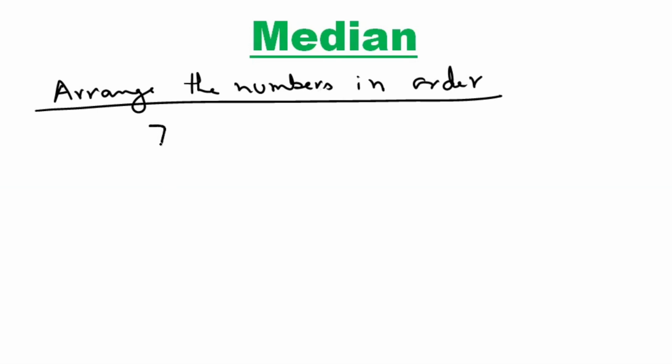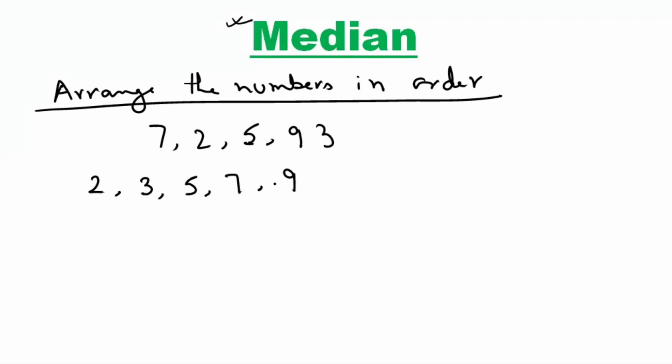For example, if it is 7, 2, 5, 9, 3, and it says find the median of this data. So what do we have to do first? We have to first arrange these numbers in order. Order means from smallest to the biggest number. So 2 will come first, then 3, then 5, then 7, then 9. After arranging the numbers, we have to find the middle number, and that middle number will be the median. So here, what is the middle number? How many numbers are there?